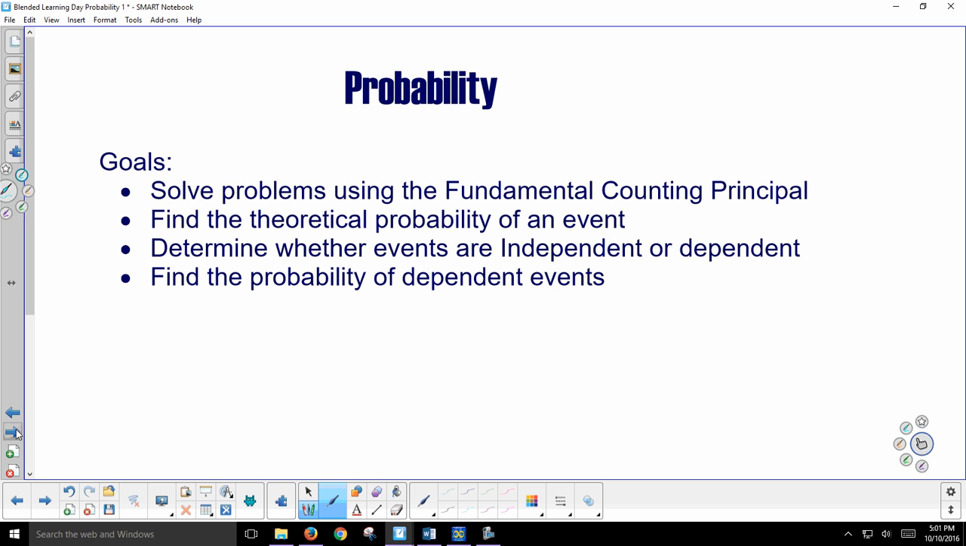So our goals today are to solve problems using the fundamental counting principle. We're going to find theoretical probability of an event. We're going to determine whether events are independent or dependent. And we're going to find the probability of dependent events.